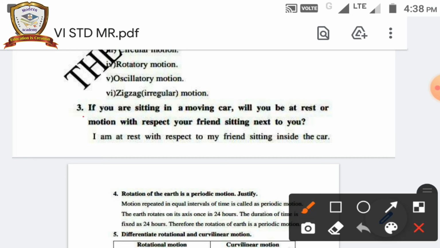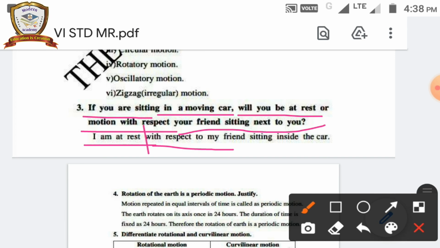Question number 3. If you are sitting in a moving car, will you be at rest or in motion with respect to your friend sitting next to you? I am at rest with respect to my friend sitting inside the car.